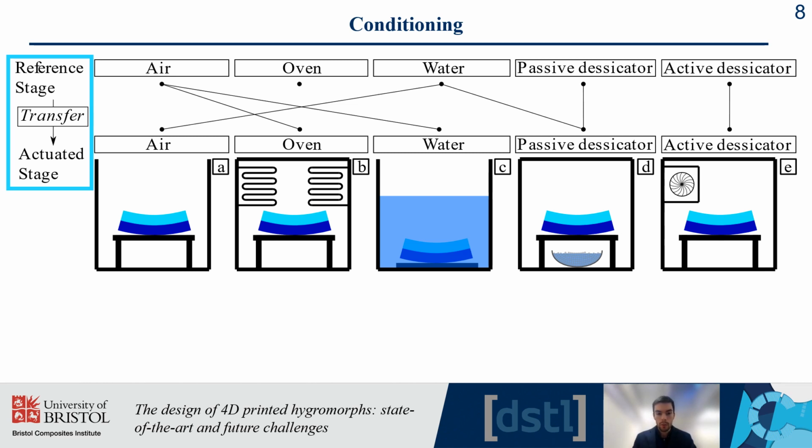So it's a two-stage process in which you have a reference stage. It's a stage in which you have your specimen and you condition it at a specific humidity, and you wait for the humidity to be homogenized inside it, and then you transfer it to an actuation stage in which the humidity is modified, and therefore this modification creates the actuation of the structures. So we've been able to detect 5 different ways of obtaining this two-step actuation: air, oven, water, passive desiccator, and acid desiccator environments. The most widely implemented is air to water and water to air.